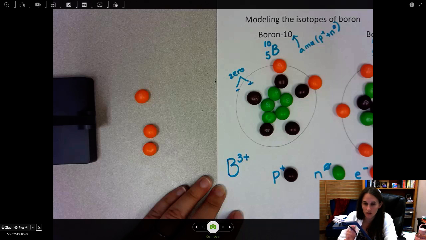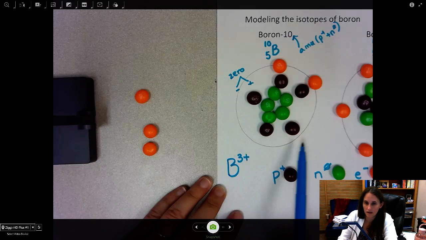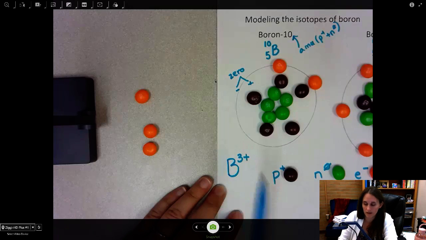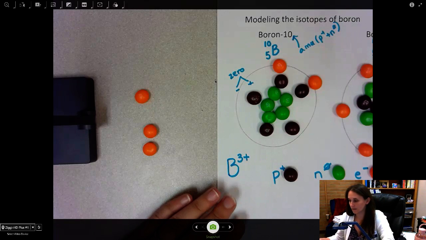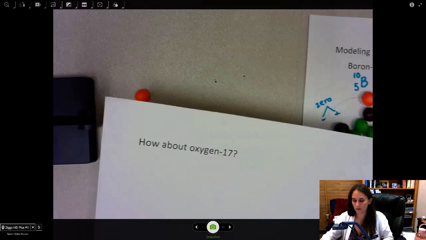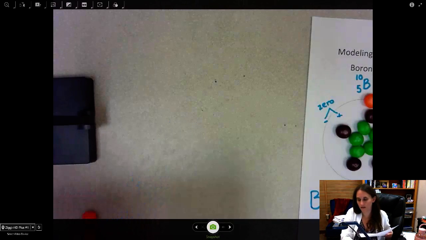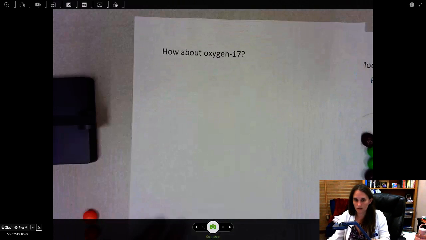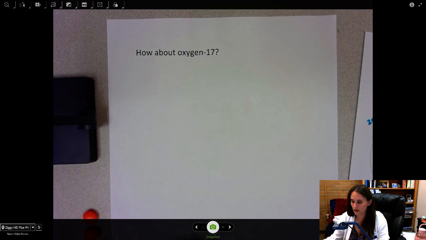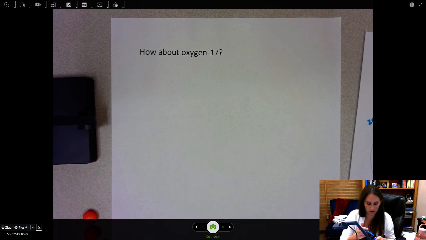It is easier to lose 3 and not have those protons cancel out than it is to gain. So let's look at one more, just again, for just a little extra practice. What about oxygen 17? Let's go through that whole thing again.